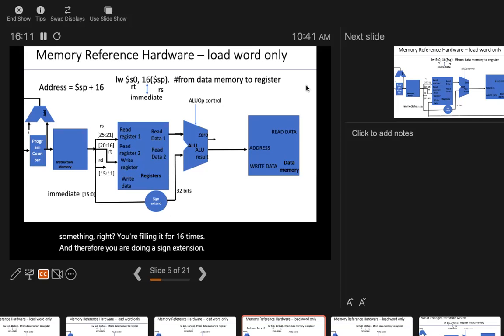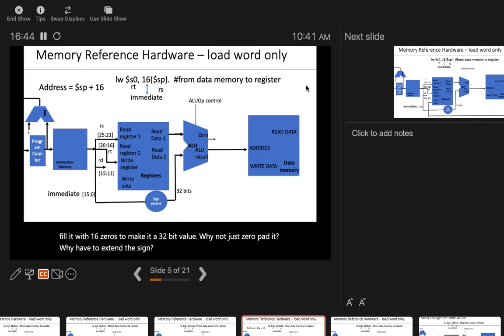Now, what I would like for you to do is think about this. Why would you need a sign extension? There are two reasons. One reason I have given you, and that is to make it a 32-bit value. But why sign extension? For example, if the 15th bit is 1, then I'll fill 16 ones in front of it, making it a 32-bit value. If the 15th bit is 0, I'll fill it with 16 zeros to make it a 32-bit value. Why not just zero pad it? Why have to extend the sign?